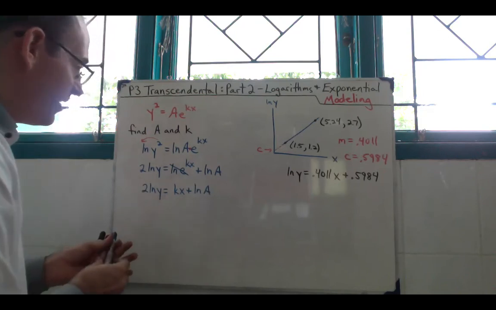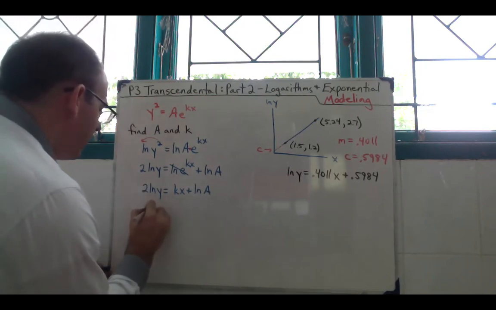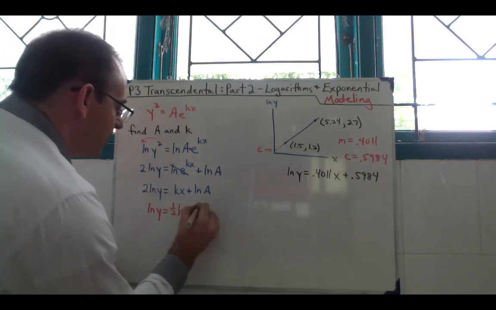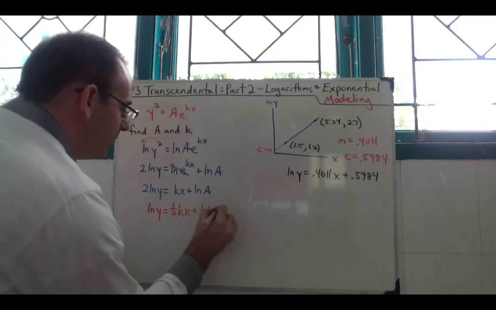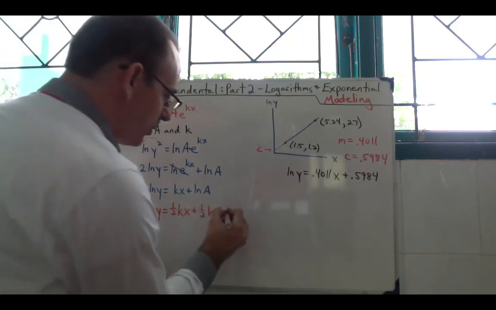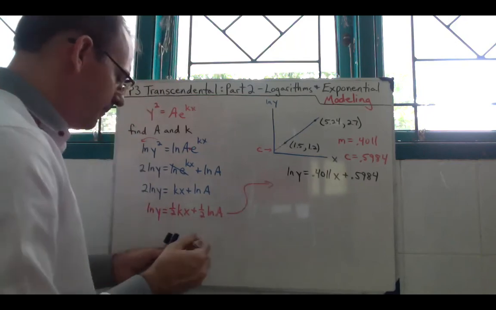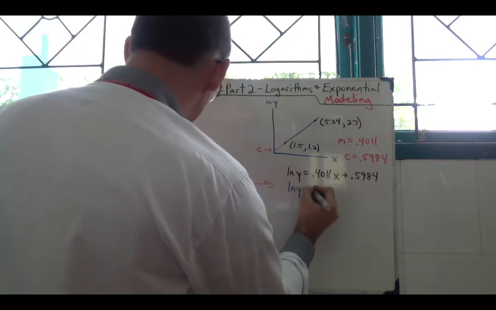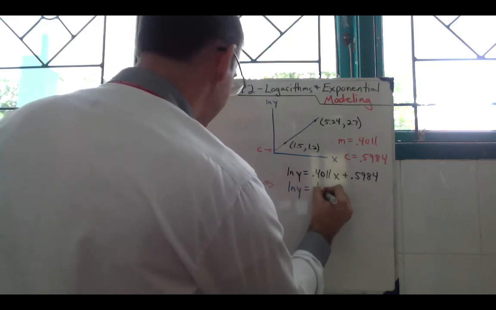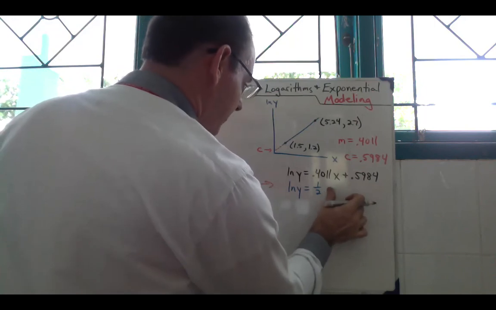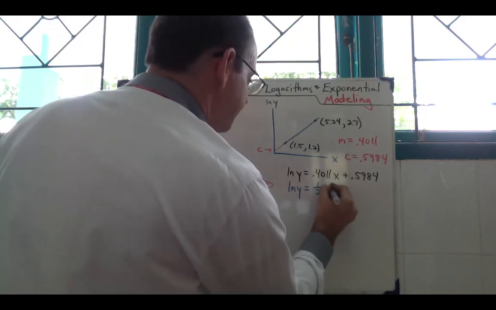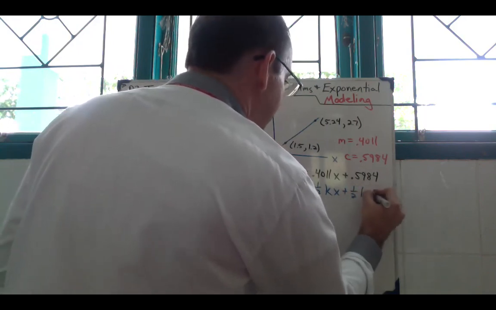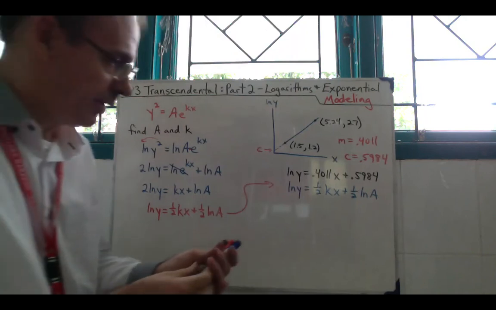And now we can divide by 2. So we get ln y equals 1/2 kx plus 1/2 ln a. And what we want to do is line that up over here so that we get ln y equals 1/2 kx plus 1/2 ln a.